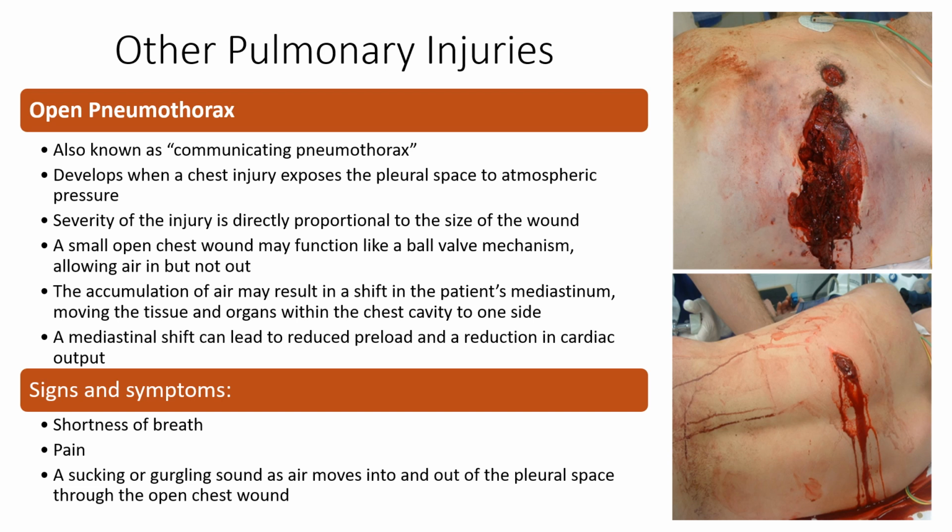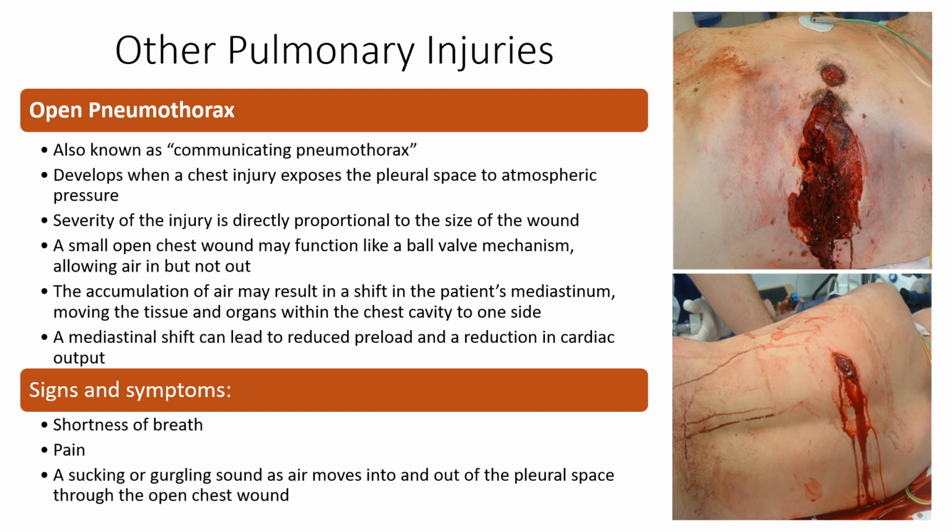What happens there? This is particularly obvious in penetrating trauma, but we're exposing the pleural space to atmospheric pressure. Severity of the injury is directly proportional to the size of the wound, somewhat, I would say. The more air that gets in that wound, a smaller one can still develop a tension relatively easily if enough air gets in there.